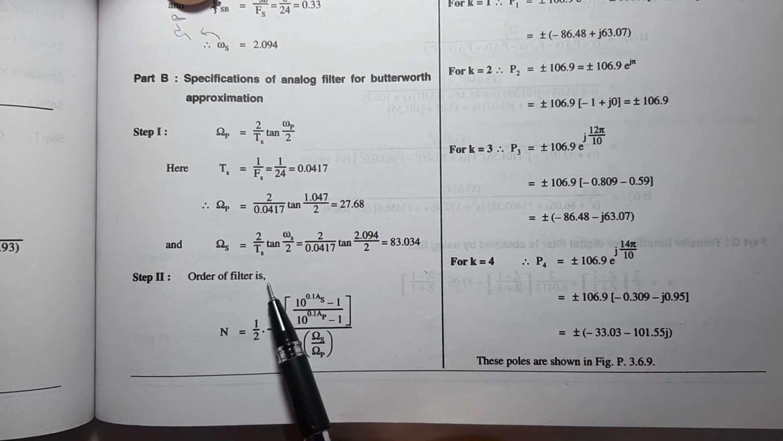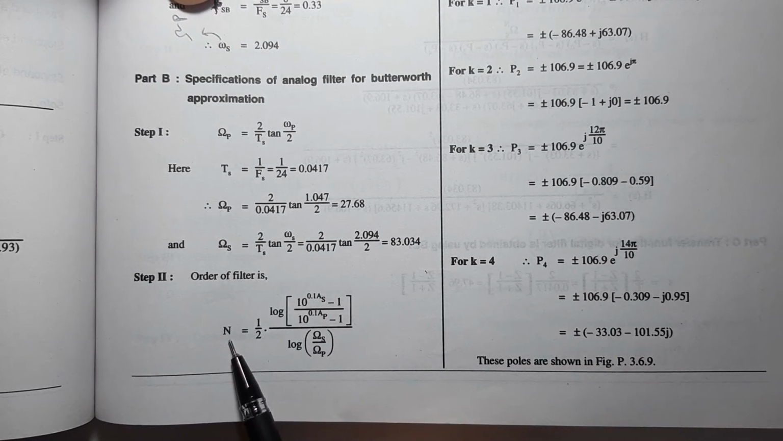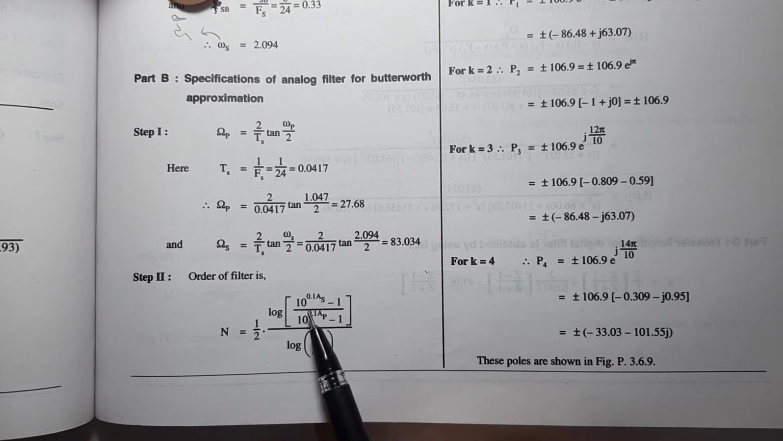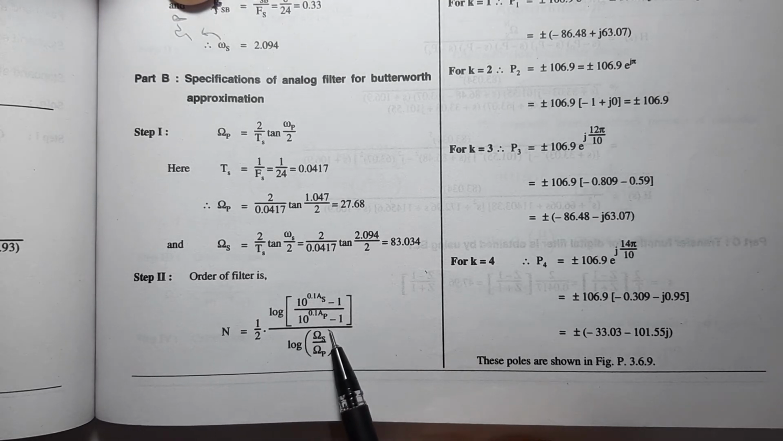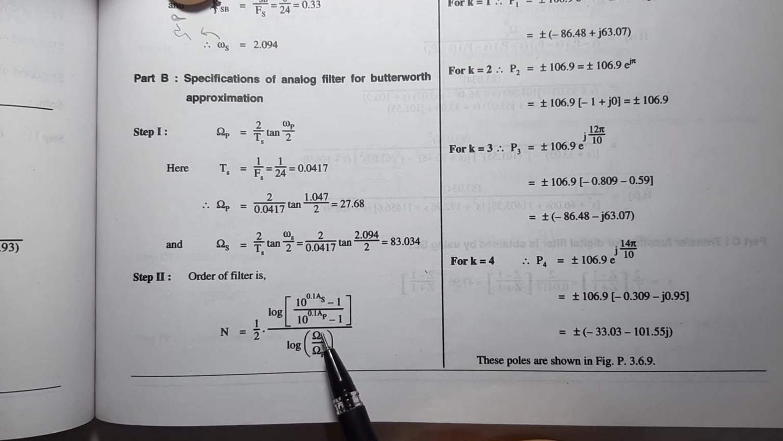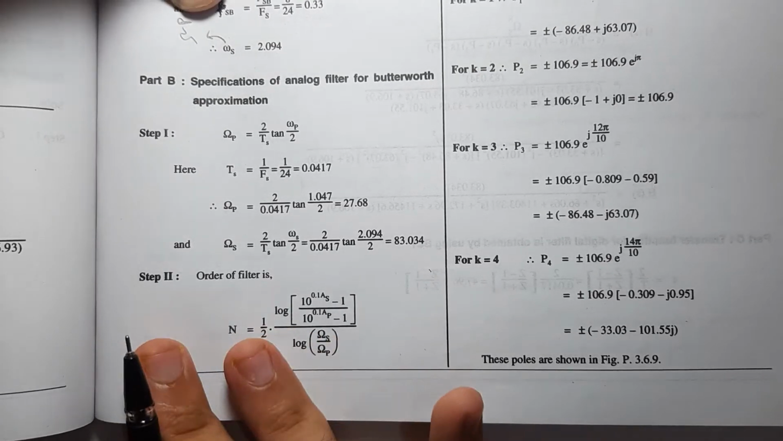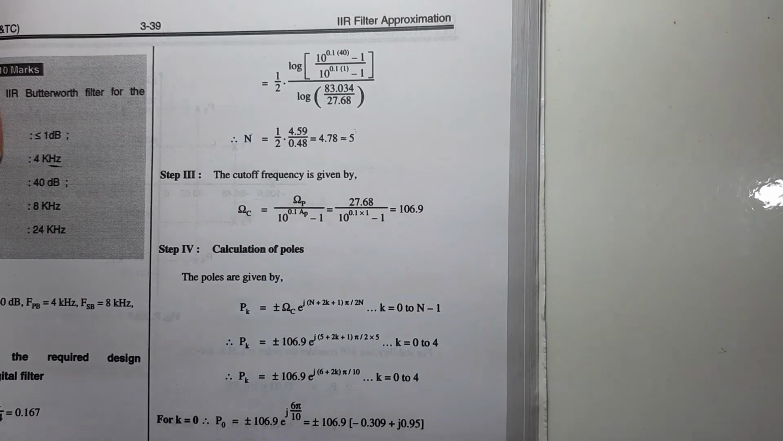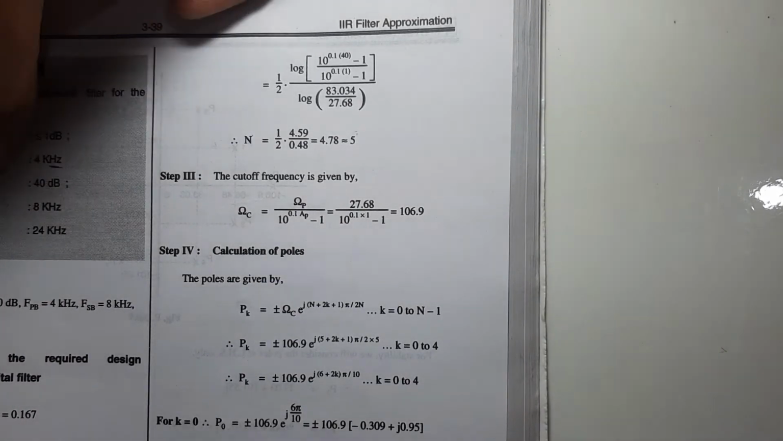Now the order of the filter is given as capital N is equal to half log of (10 raised to the power 0.1 Ap minus 1) upon (10 raised to the power 0.1 Ap minus 1) divided by log of omega s by omega p. Now since you have all the values, it's just a matter of simplification. You substitute the values and put them into the equation.